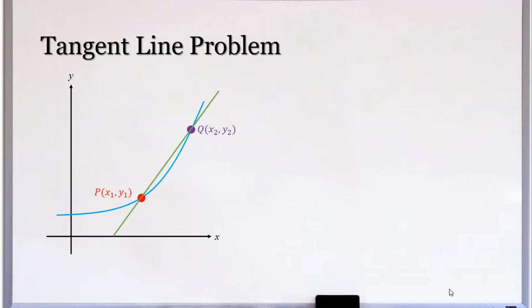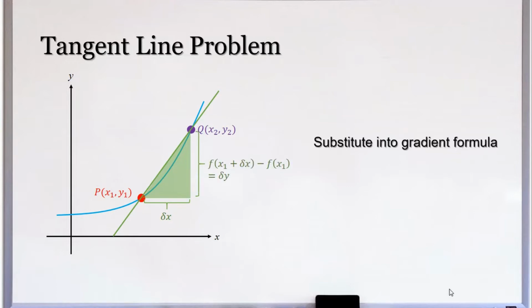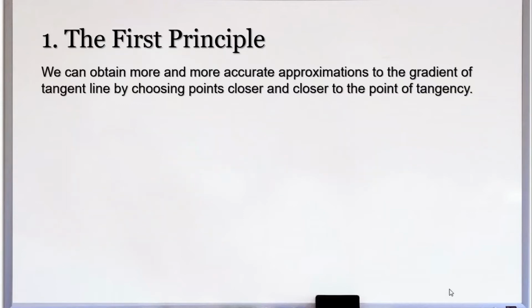We will label the change in x as delta x and the change in y from P to Q as delta y. We substitute into the gradient formula. We will have the gradient m equal to delta y over delta x. The beauty of this secant line is we can obtain more and more accurate approximation to the gradient of the tangent line by choosing the points closer and closer to the point of tangent C.